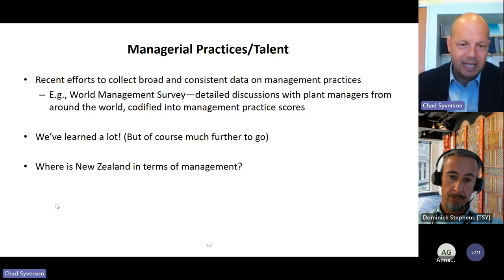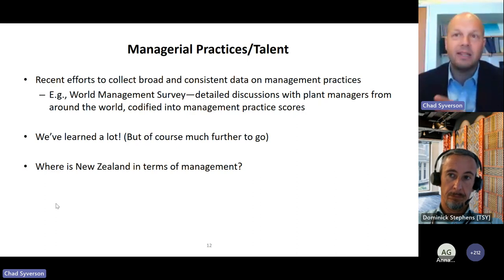If you went in and manipulated the practices a given company did experimentally, you would actually find that productivity went up. So we've learned a lot from this, but of course there's much further to go. But I think it's worth noting that this is one of the areas, one of the levers that we know a lot about and know how it can affect and improve productivity.